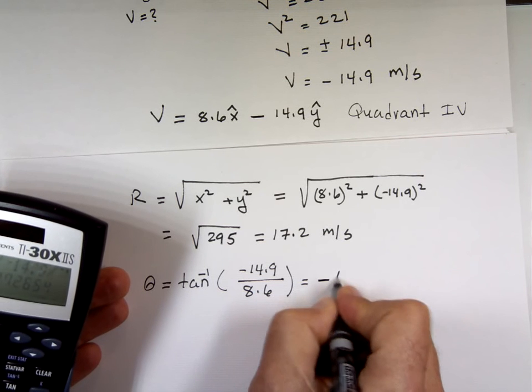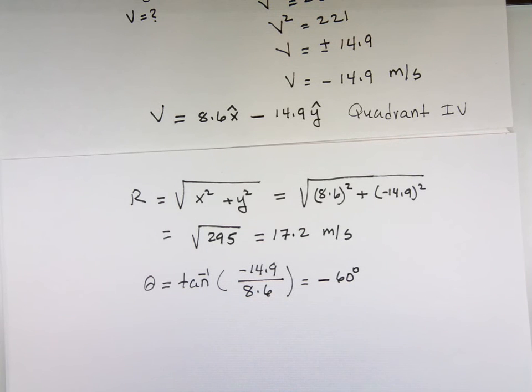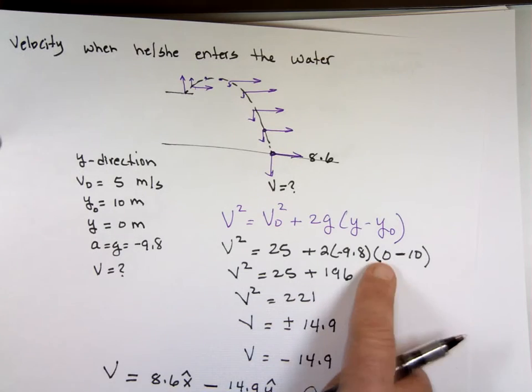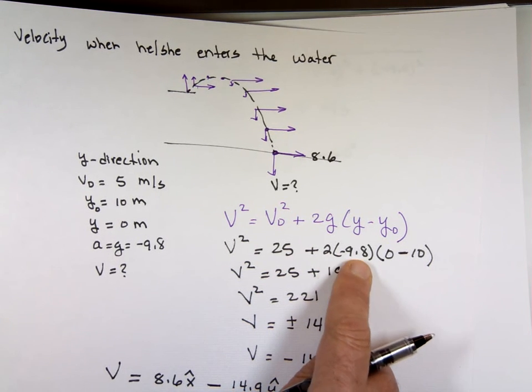Yes? In the part where you found the velocity entering the water, what did you do with the 0 minus 10? Oh, that's a negative 10. Yep. 0 minus 10 is negative 10. Times the negative 9.8. That's a positive 98 times the 2. That's the 196. Okay.